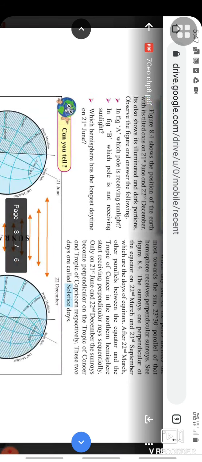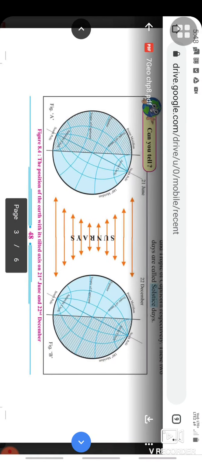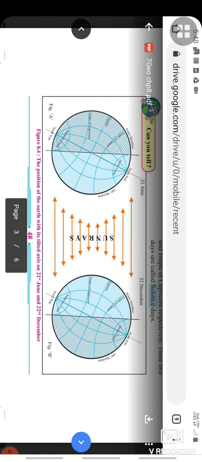Figure 8.4 shows the position of Earth with its tilted axis on 21st June and 22nd of December. It also shows its illuminated and dark portions. Observe the figure and answer the following. See, this is figure 8.4. The position of the Earth with its tilted axis on 21st June and 22nd December. The first one is of the 21st June and the second is of the 22nd December. And in between, showing the sun rays towards figure A and figure B.